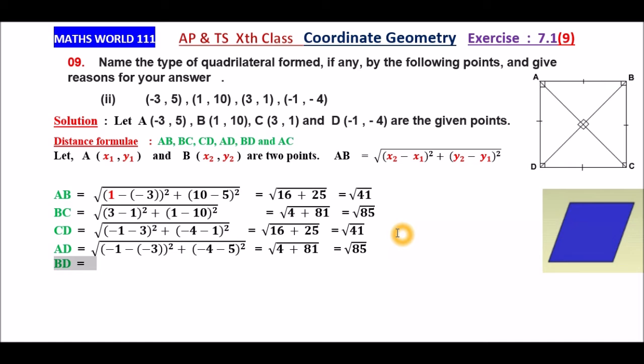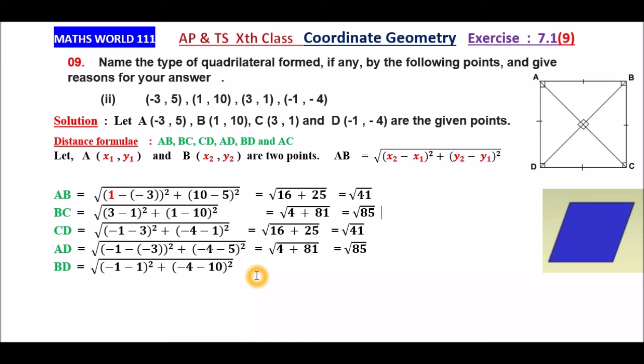So BD is equal to the square root of (x2 minus x1) whole square. x2 is -1, x1 is 1. So (-1 minus 1) whole square plus (y2 minus y1) whole square, y2 is -4, y1 is 10. So (-4 minus 10) whole square. So that is equal to root of -1 minus 1 is -2. -2 whole square is -2 into -2, minus into minus is plus, 2 into 2, 4. Here we get 4 plus, -4 minus 10 is -14. So -14 whole square is -14 into -14, minus into minus is plus, 14 into 14, 196.